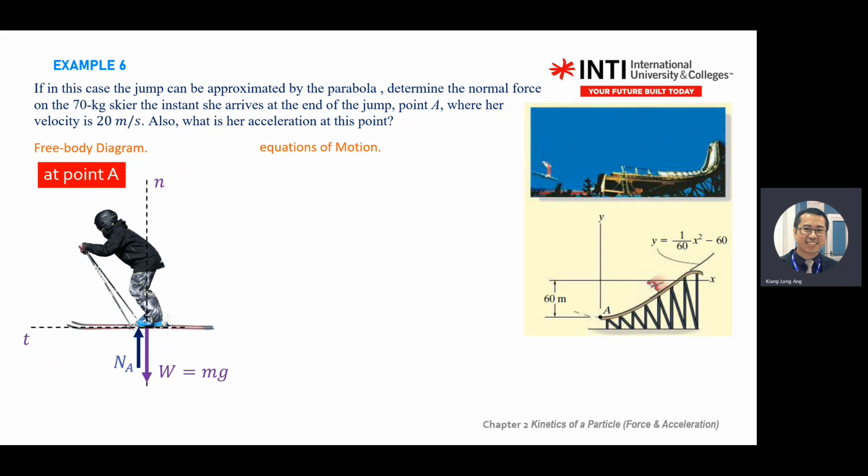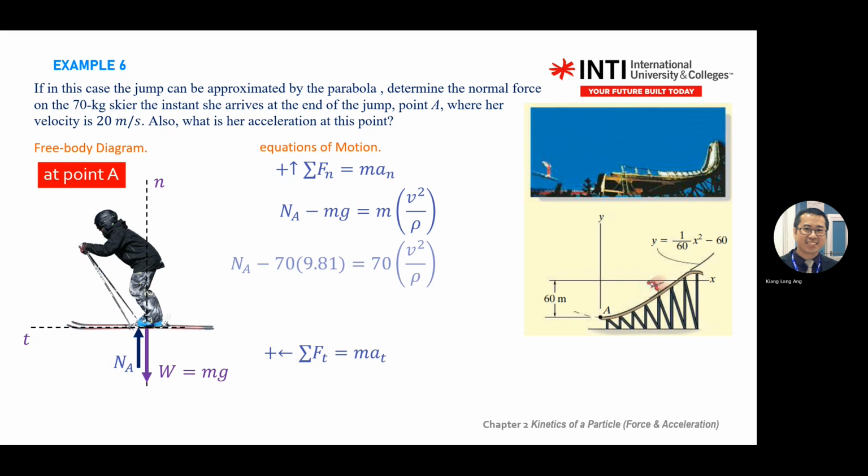But there is always a normal force. Don't forget the normal force in chapter 2. Always have a normal force when the object is in contact with a surface. Don't forget this one. Okay, every year I see this mistake. There will surely be students who forget this one. If you forget this one, your weight will not equal 0. With the answer, NA minus mg equal to m v squared over rho. You substitute all the values, NA equal to 70, and so on.